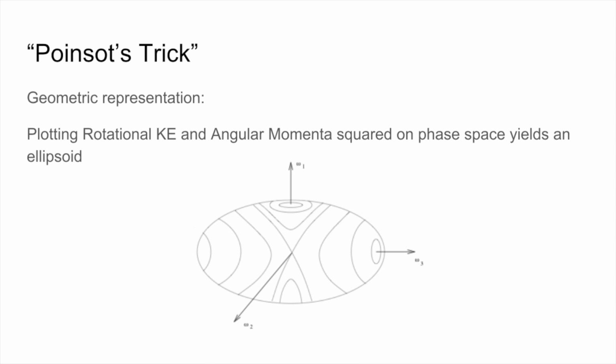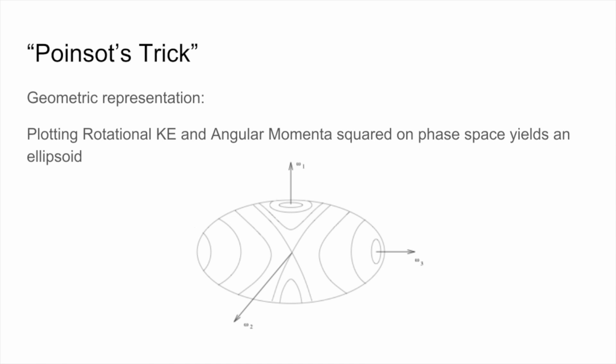Poinsot's trick is a geometric representation formed by plotting rotational kinetic energy and the angular momenta squared on phase space. This will yield an ellipsoid which has two stable axes, omega 1 and omega 3 in this image. However, omega 2, which forms the third perpendicular axis, is unstable and, as shown earlier, will be the intermediate axis, which will result in an unstable rotation.